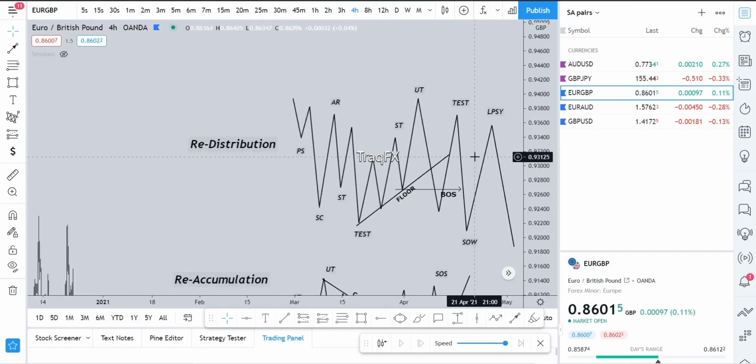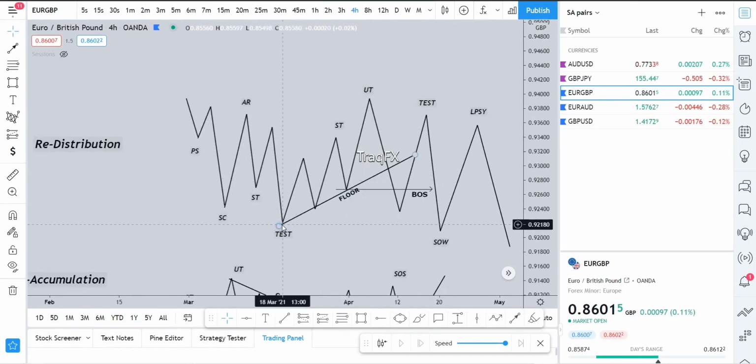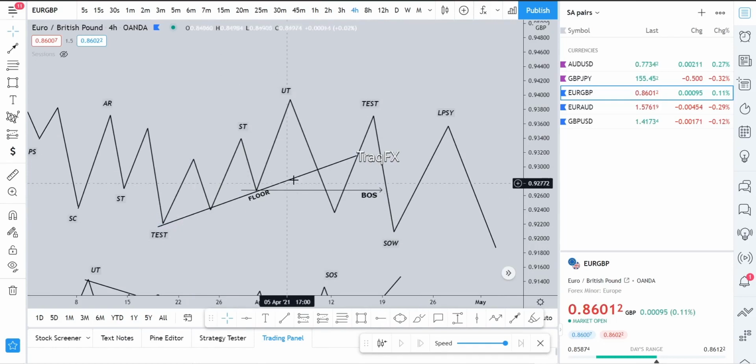Now, unlike accumulation, it'll begin to form a trend line. A trend line will form at the lows of the redistribution schematic. After the test, you'll see the trend line that we refer to as a floor.